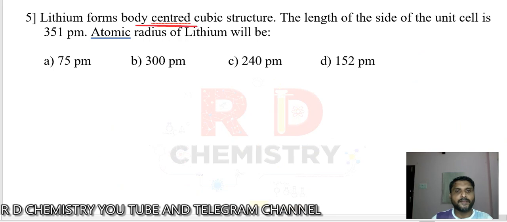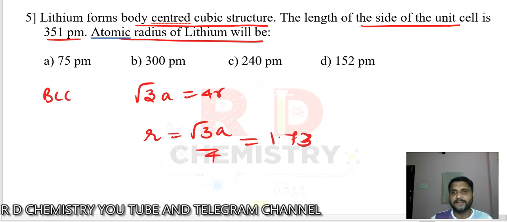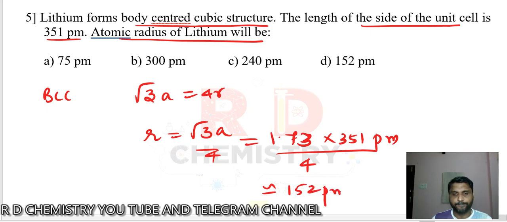Question number 5. Lithium forms a body centered cubic structure. The length of the side of the unit cell is given as 351 picometer, and the atomic radius is to be calculated. For BCC, remember, square root of 3 a is equal to 4r. So the radius r we are supposed to calculate is square root of 3 a divided by 4. Square root of 3, you know, is approximately 1.73, and a stands for the edge length, the length of the side of the unit cell, 351 picometer, divided by 4. This comes to be nearly equal to 152 picometer. So the answer is option number D. Clear?